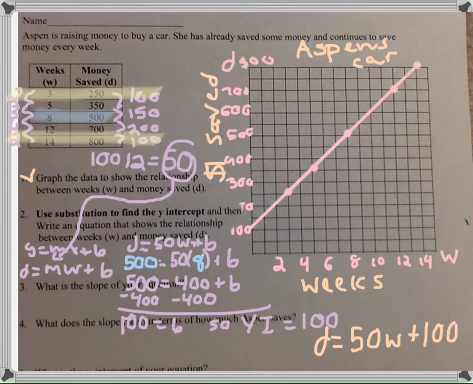In this scenario, Aspen is raising money to buy a car. She has already saved some money and continues to save money every week. The first question asks us to graph the data to show the relationship between weeks, W, and money saved, D.